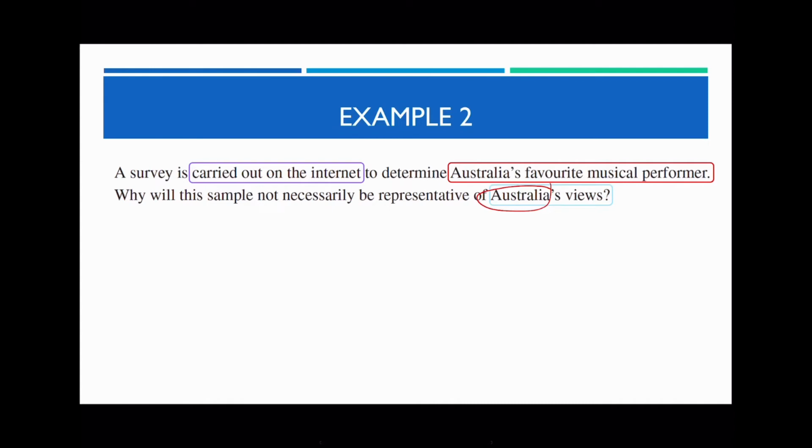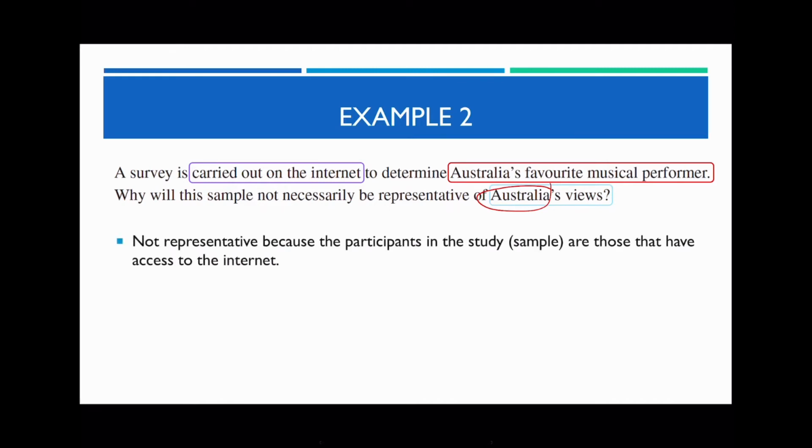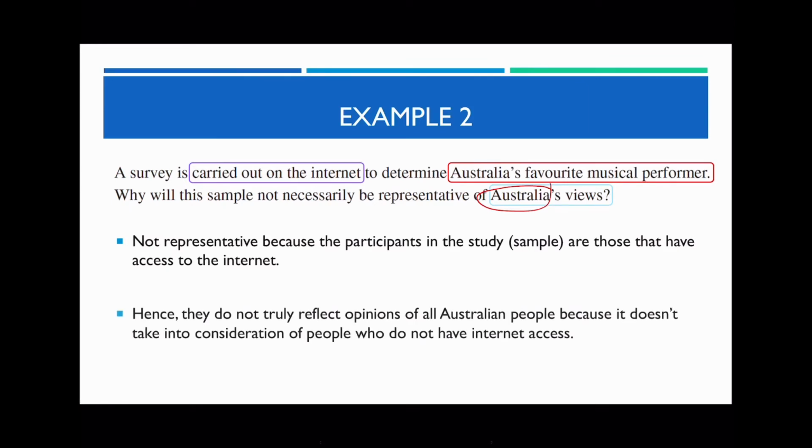And the sample in this case is people who answered this survey on the internet. Because this survey was given out only on the internet, this is therefore going to be a not representative sample, because the participants in the study are those that have access to the internet. Hence, they do not truly reflect the opinions of all Australian people, because it doesn't take into consideration people who do not have internet access.